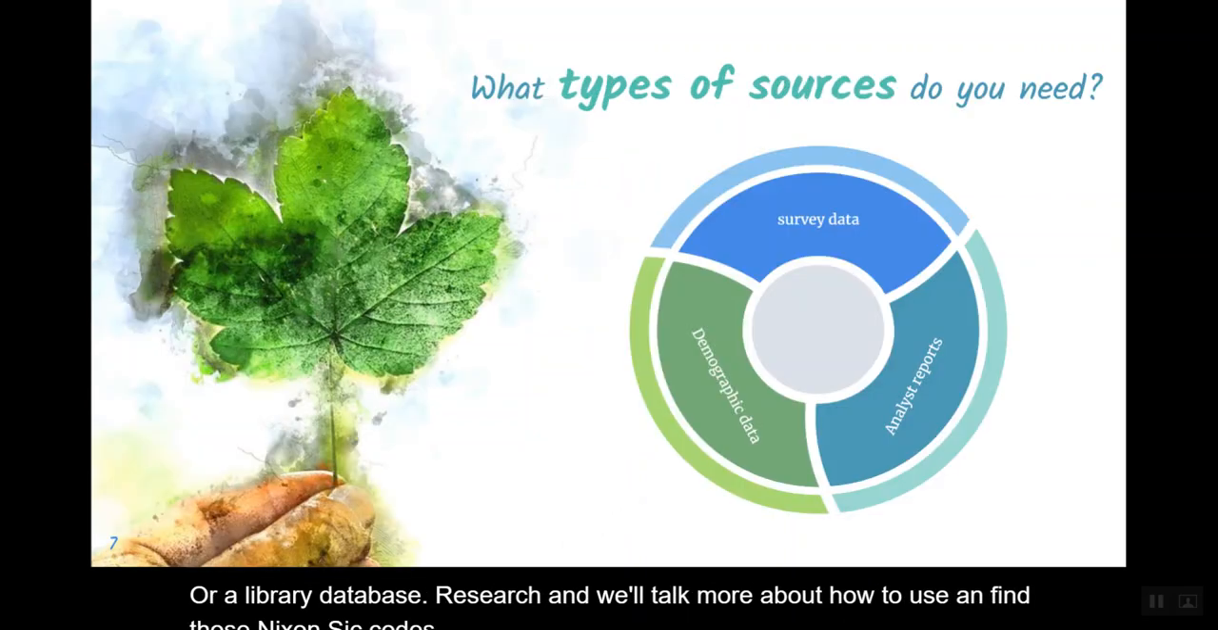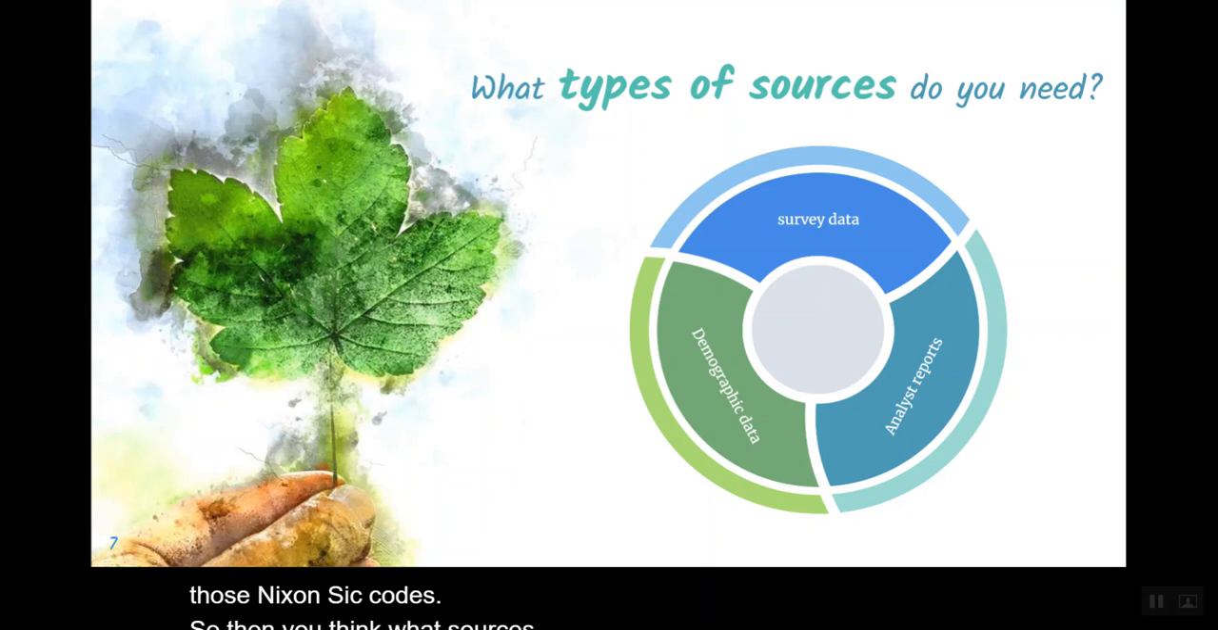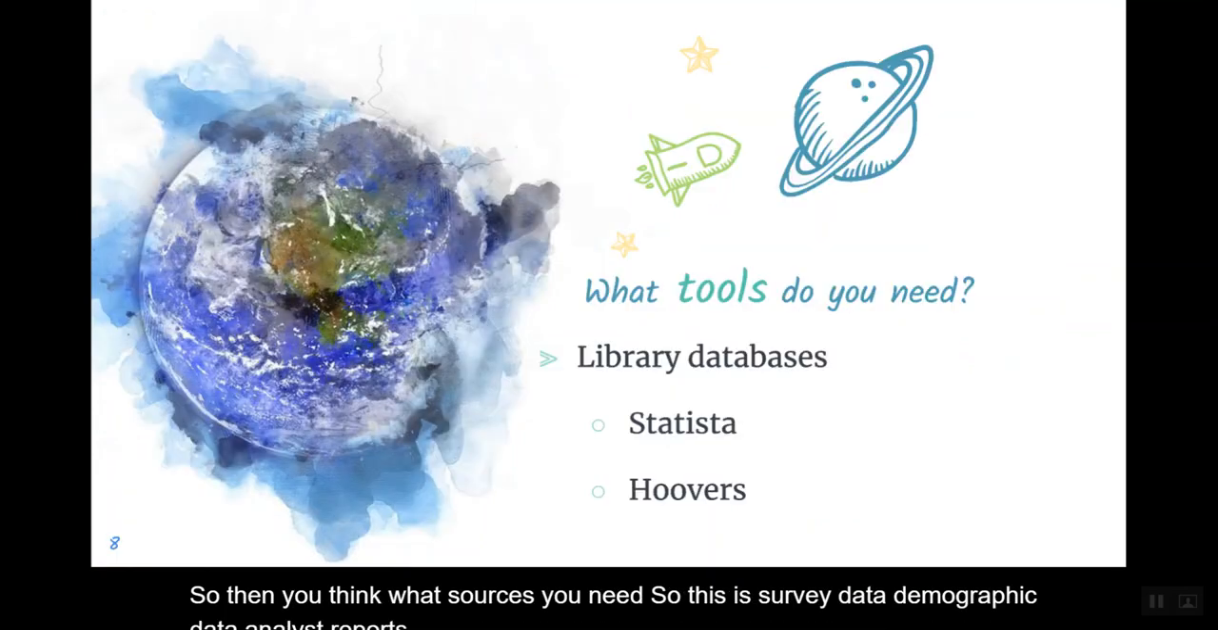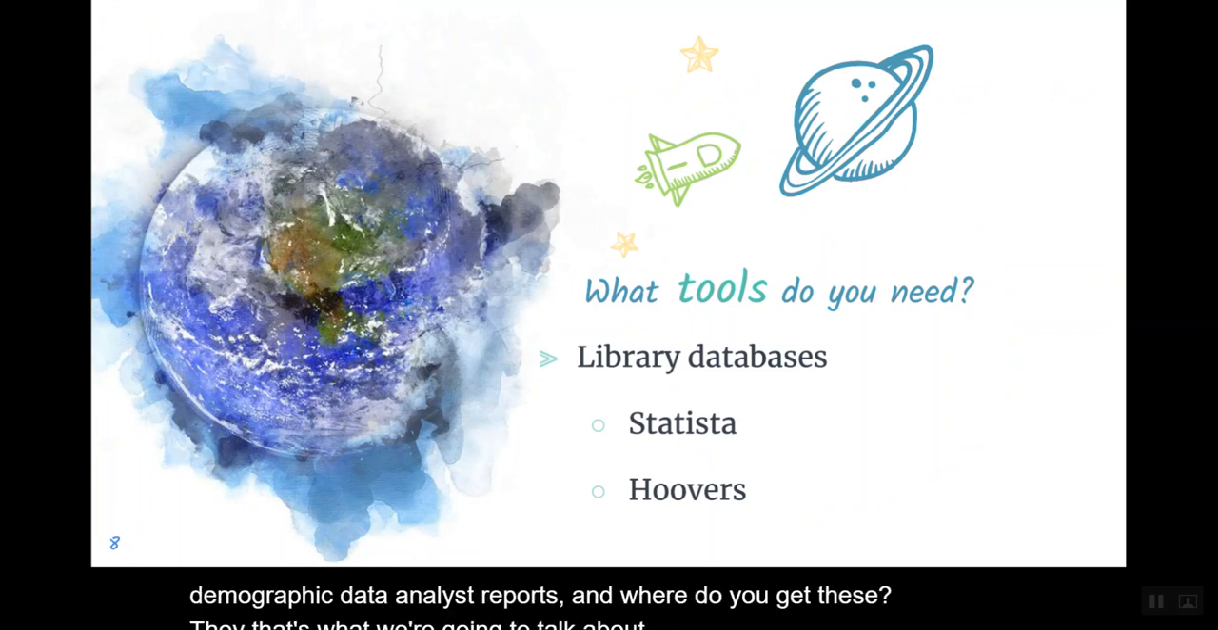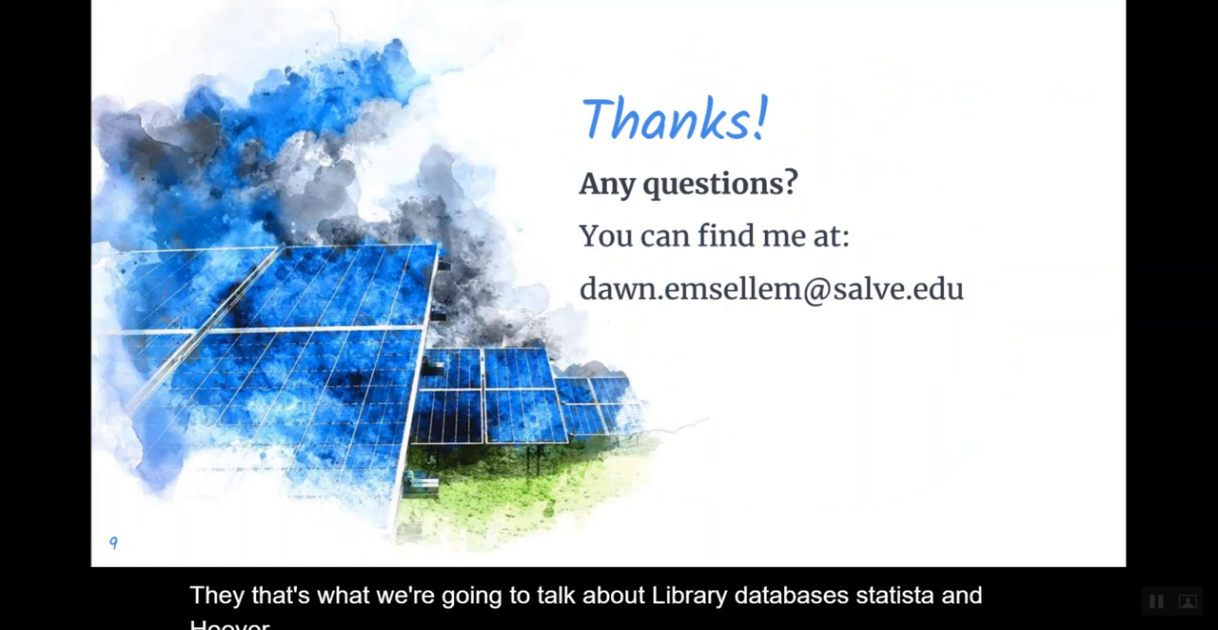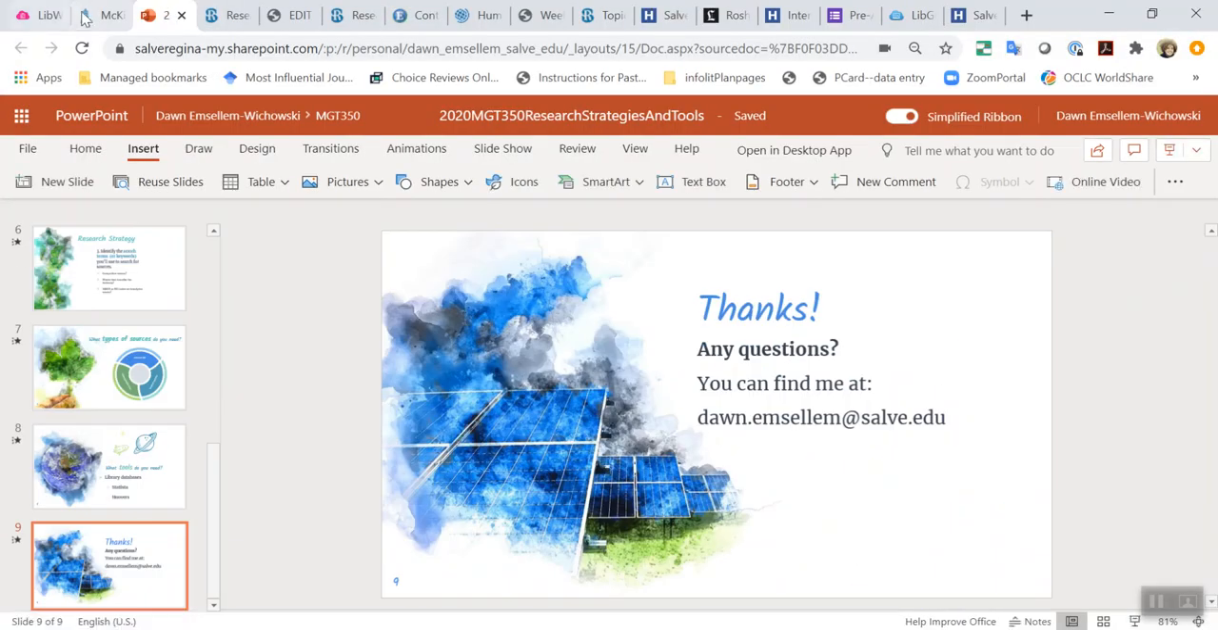Then you think about what sources you need. So this is survey data, demographic data, analyst reports, and where do you get these? Today, that's what we're going to talk about: library databases, Statista and Hoovers. So now let's check out the library homepage.